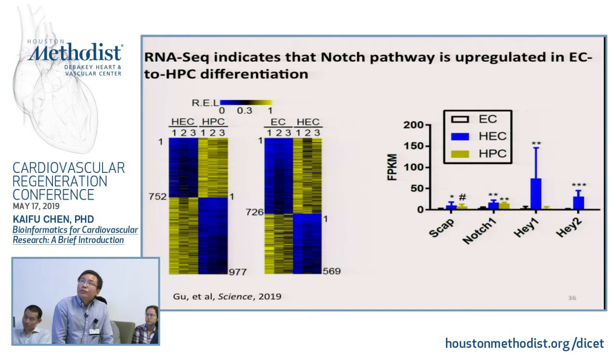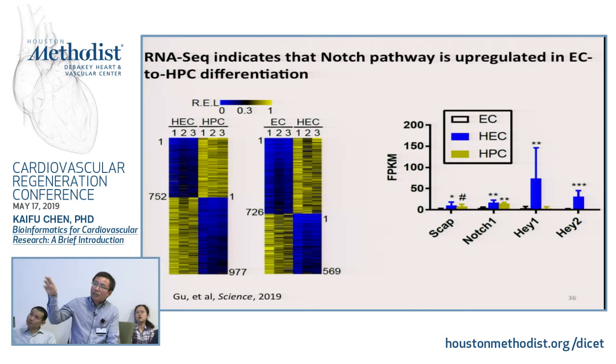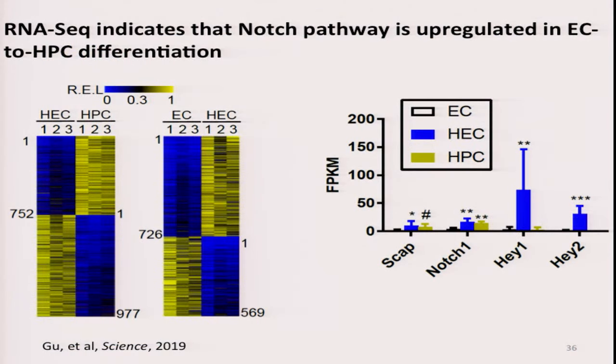So finally, we also analyzed the RNA-seq data in endothelial cells in comparison to hematopoietic progenitor cells. And you can see we can define 700 to 1,000 up or downregulated genes. And RT-qPCR experiments also verified the up or downregulation of these genes, including the LOCH1 genes.